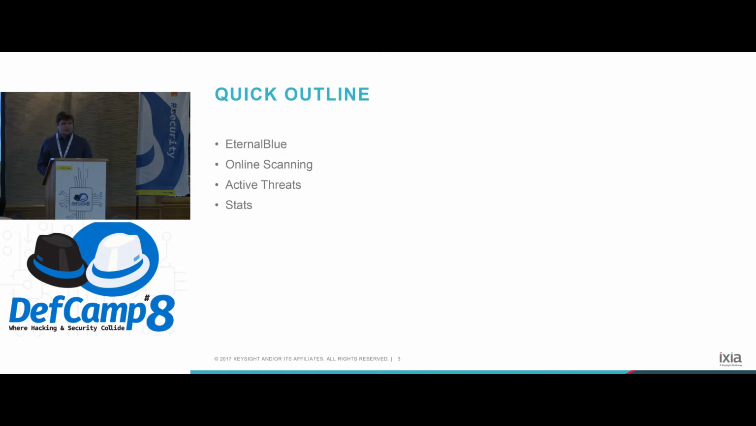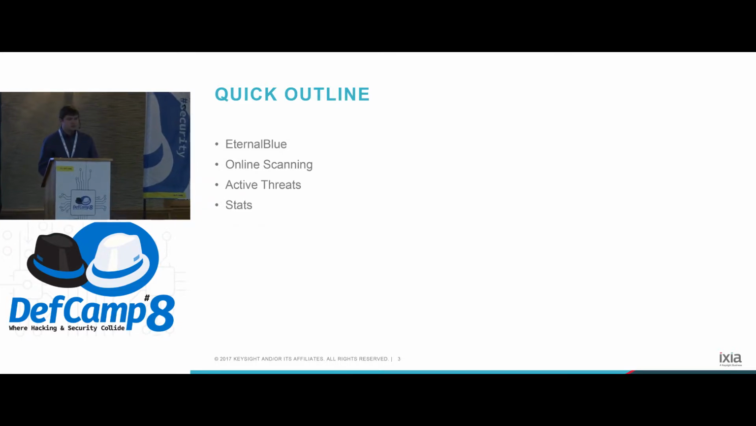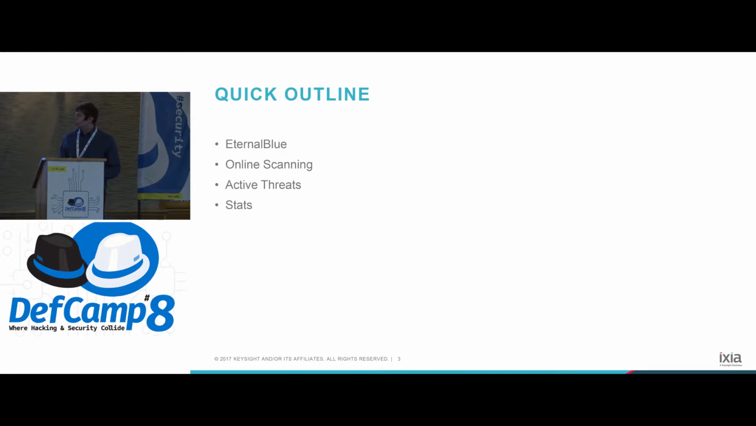A very quick outline of the presentation. First, I'm going to talk to you about the exploit, how it appeared in the world, what it does. I will show you how we detect online scanning and exploitation. Then I'll run you through some of the active threats that we are actively seeing in the wild. And then some stats, because the presentation wouldn't be complete without stats. And of course, lunch in the end. I forgot to add lunch.